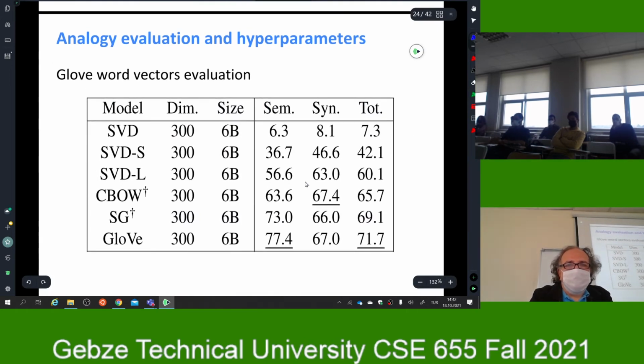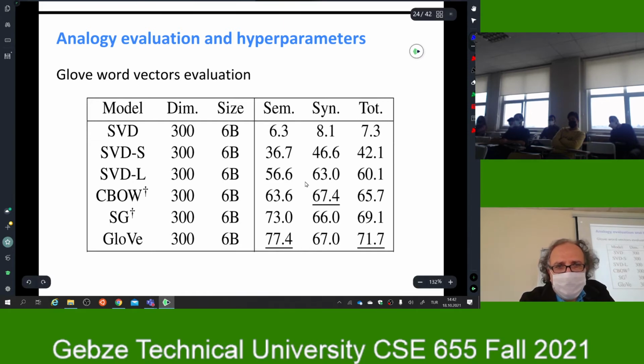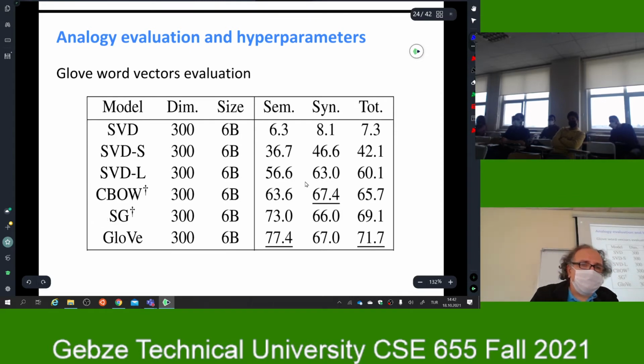So some people did experiments about that. Analogy evaluation. This SVD is singular value decomposition, so this model is based on SVD. I don't know how they did it, but we are going to compare it with the ones that I told you. So this model, SVD small and large. This is continuous bag of words, remember word2vec. And this is the skipgram. I showed you the skipgram first and the continuous bag of words.